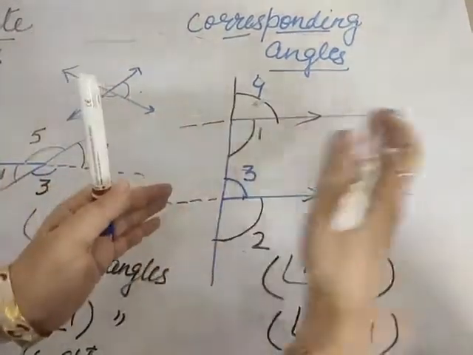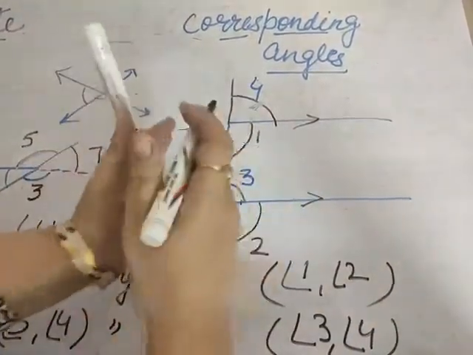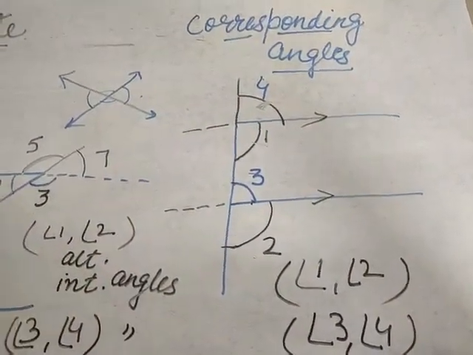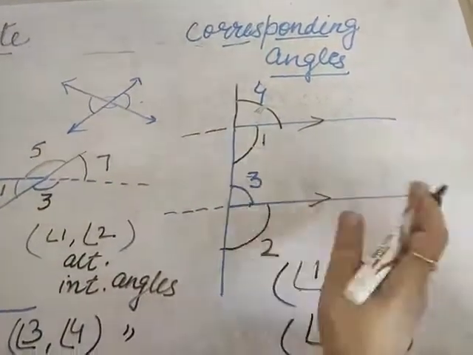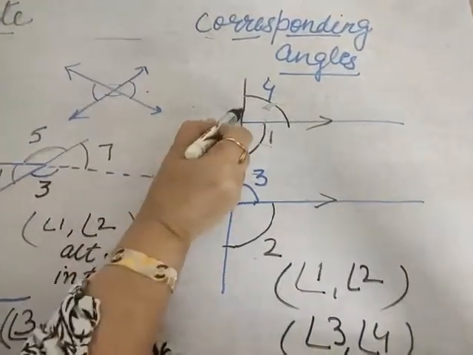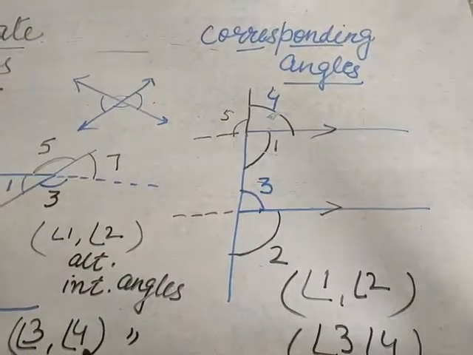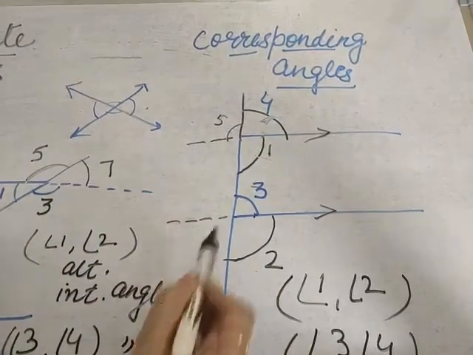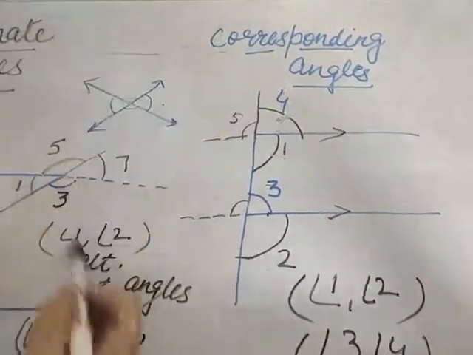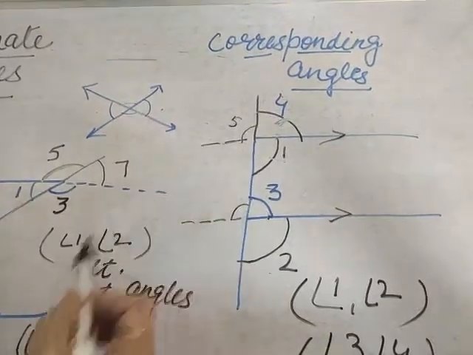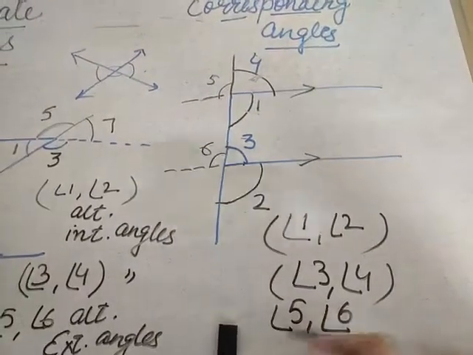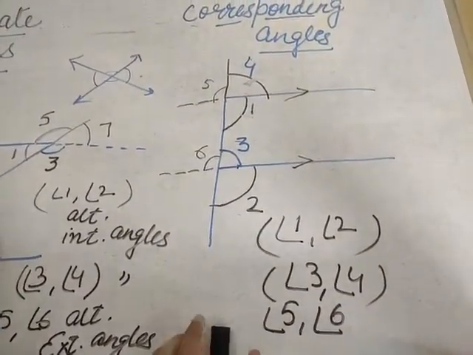So you have to keep in mind the F shape. In the F shape, we are talking about only one side. Corresponding angles means what you have to keep in mind? F shape. F shape means you only have to consider one side of the angle. If you are taking this side, and this angle is 5, which one would be the corresponding angle of angle 5? Yes, this angle. Again, on the same side, I am taking the upper side of this parallel line. So here also I will take the upper side of the parallel line. So 5 and 6 are another pair of corresponding angles.